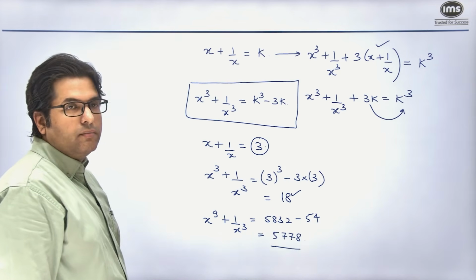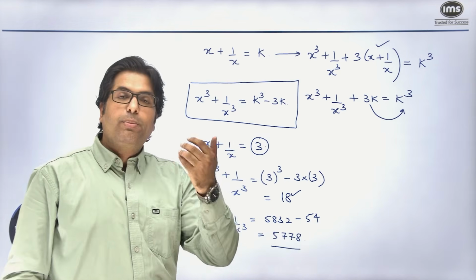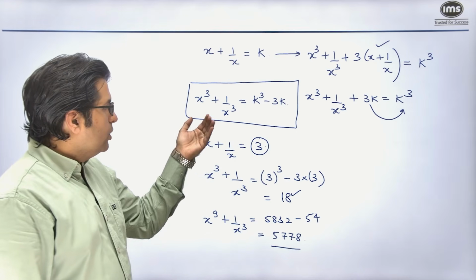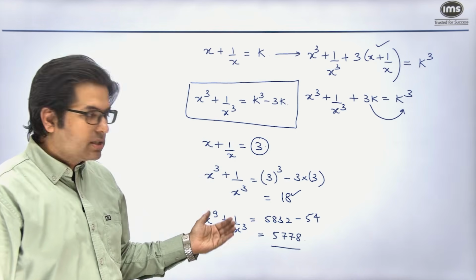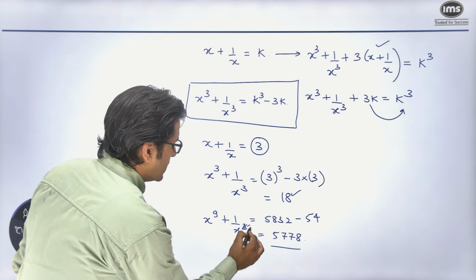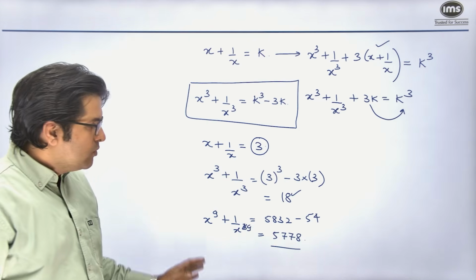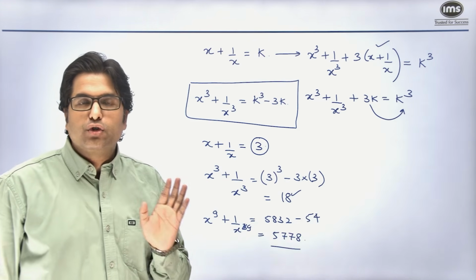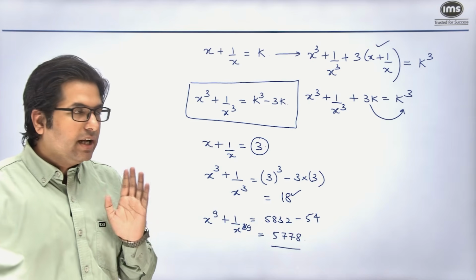Isn't it easy now? So you just need to remember x cube plus 1 by x cube, and then you can go on calculating higher powers, x to the power 9 plus 1 by x to the power 9. You can calculate all these values very, very conveniently.